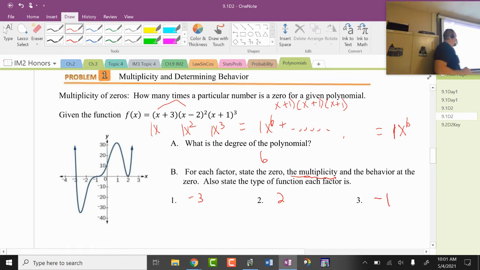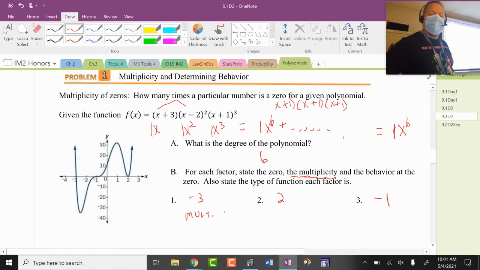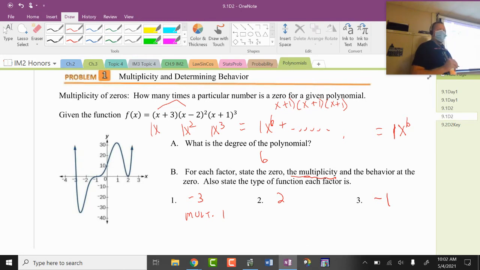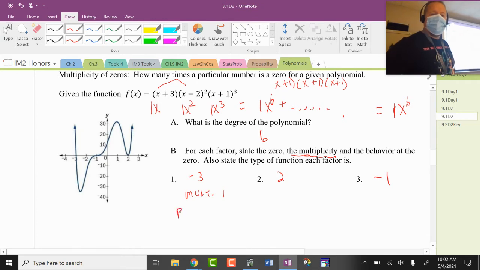Now, what does multiplicity mean? Multiplicity means how many times it occurs. You never really write this with CAT students, but this is multiplicity 1, because there is only one factor of negative 3 being a 0 there. Notice what happens with that graph. The behavior of that 0, it passes right through the x-axis.